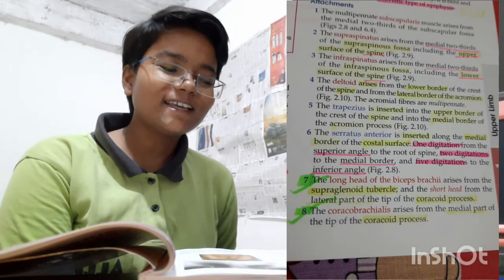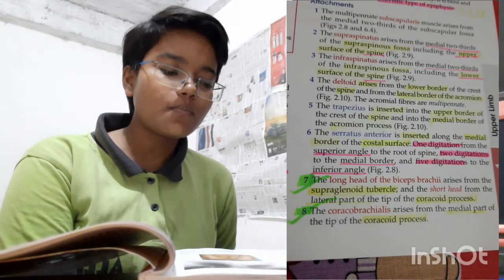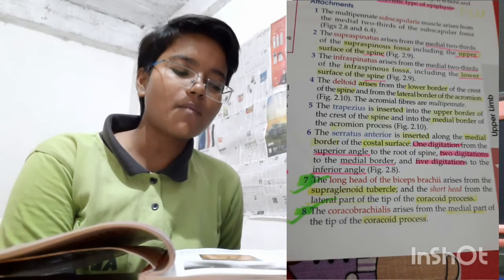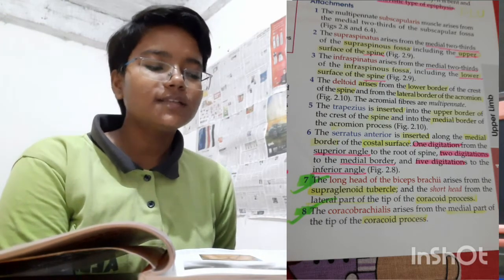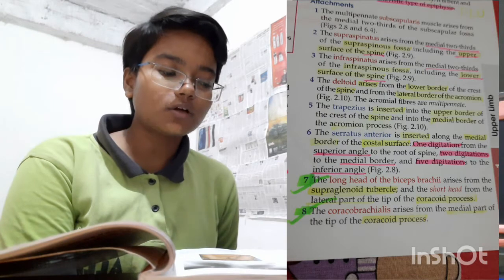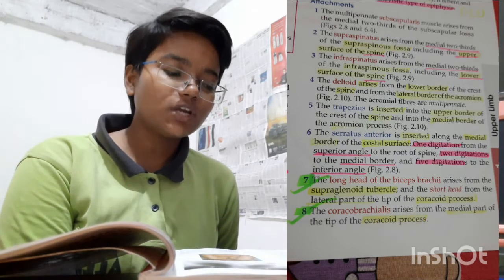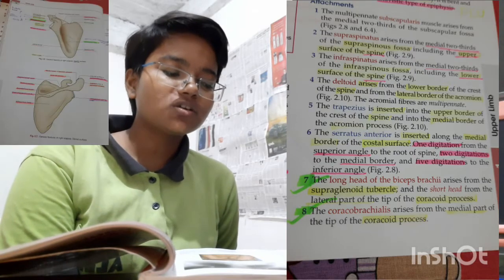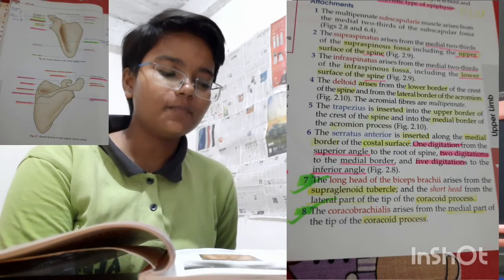The trapezius is inserted into the upper border of the crest of the spine and into the medial border of the acromion process. The serratus anterior is inserted along the medial border of the costal surface: 1 digitation from the superior angle to the root of the spine, 2 digitations to the medial border, and 5 digitations to the inferior angle.